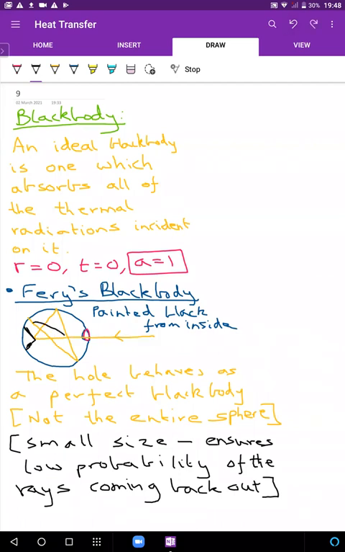The chance that the reflected ray is going to hit that specific point, that probability is very low. That is the purpose of the small hole. It's not about sending fewer rays inside, it's about ensuring that whatever is sent inside, whether less or more, will not come out. I hope now you guys have understood that.